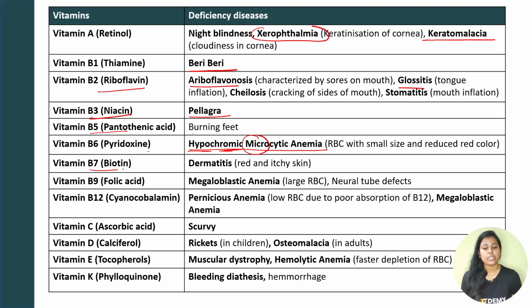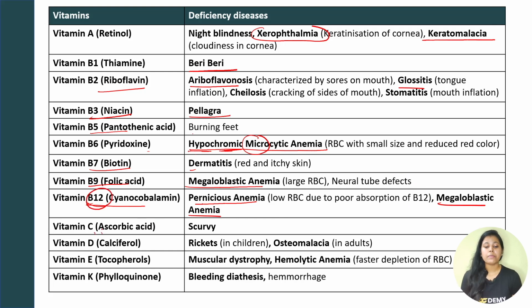Vitamin B7, that is biotin, deficiency of this can cause dermatitis, that is redness or itchiness in the skin. In case of folic acid, that is B9, we have discussed, it can cause megaloblastic anemia and some of the neural tube defects as well. In vitamin B12, cyanocobalamin, the deficiency of B12 can cause pernicious anemia. Now, what is pernicious anemia? Pernicious anemia means there are again low red blood cells in the body because of poor absorption of vitamin B12. Again, it can also cause megaloblastic anemia. Again, vitamin B12 becomes very important for pregnant women as well.